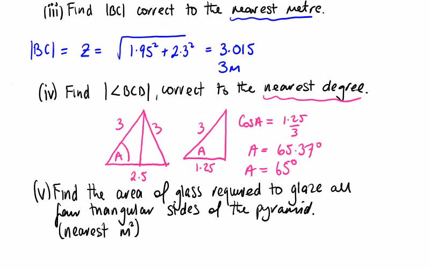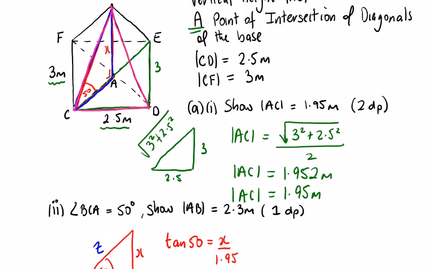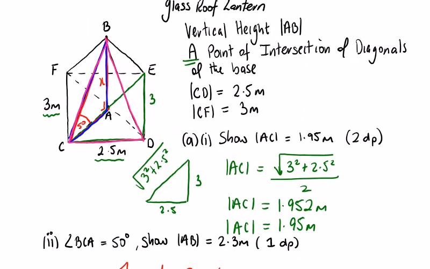Part 5, we're asked to find the area of glass required to glaze all 4 triangular sides of the pyramid. Well, like in part 4, there's going to be 2 of them. This front one and the back one, and then we have the 2 side ones, FB, C. So we have the length of these sides, they're all 3.